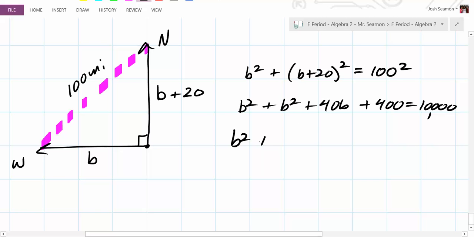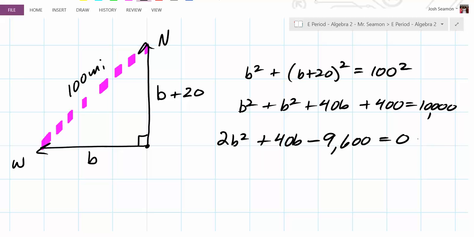So I get b squared plus what? 2b squared plus 40b plus 40b plus 600. Plus what? 600. Where'd you get 600 from? Minus 9,600? It's okay. I think that's what it's supposed to be, right? 400 minus 10,000, right? 100 squared is 10,000.